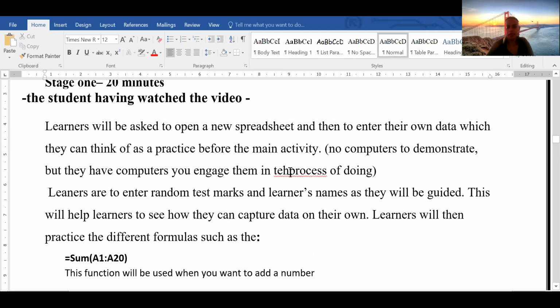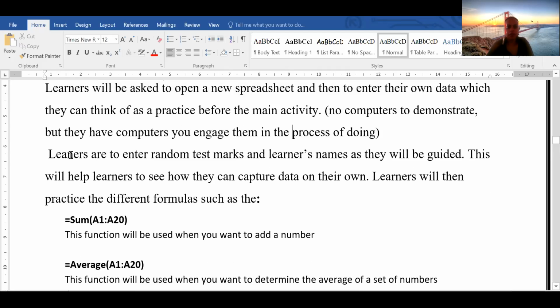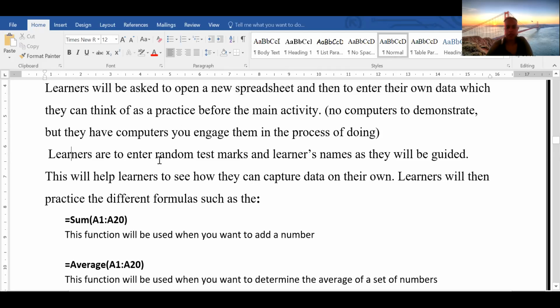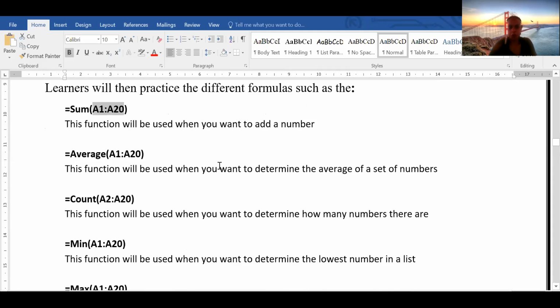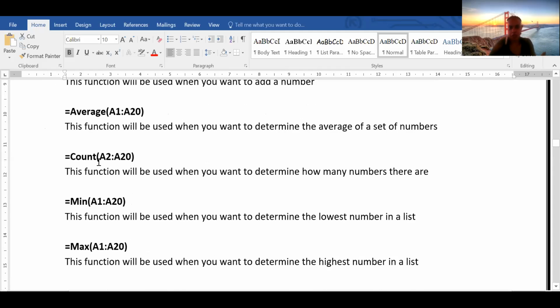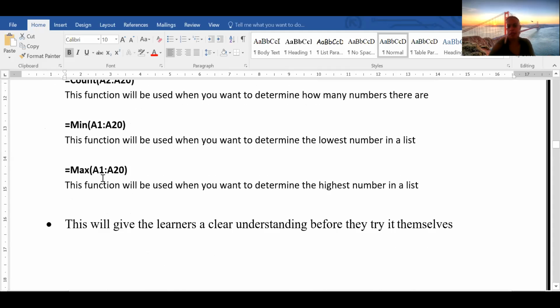Okay. Then we go on. Then the learners enter random test marks. That's what the teacher would want them to do, as they will be guided. And this will help the learners to see how they can capture data of their own. And then they'll practice the following. The teacher will go to the classroom with an MS Excel or MS Word document with 20 entries. Then they'll be able to enter. I will show you the entries. Then they will do the average. They will do the count function, minimum, maximum.